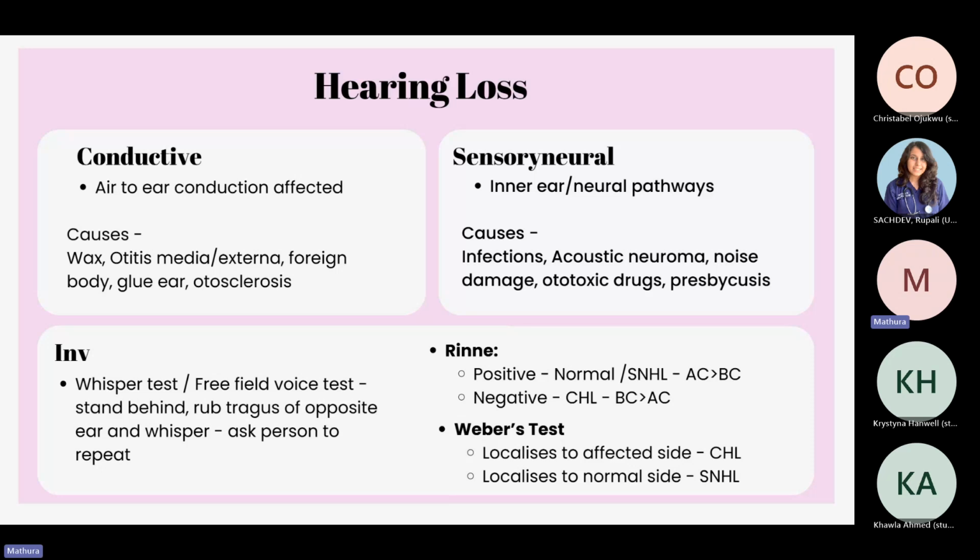To then distinguish between those two, you would then do the Weber's test. So again, you'll hit your tuning fork against something to get it to vibrate, and then you put it in the middle of their forehead, and then you ask them which side can you hear the vibration. If it localizes to the same ear that you were having a negative Rinne's test, then that would be a conductive hearing loss. But if it localizes to the other side, then the original ear, you would then think it has sensory neural hearing loss.